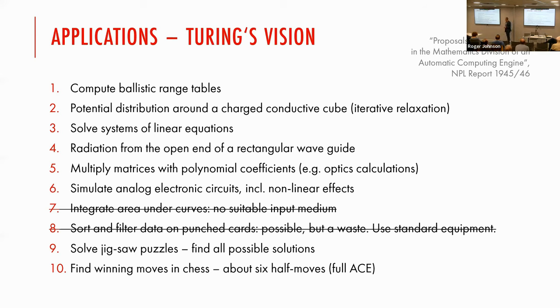Applications where he thought, this is not what we want to do here. One, because we can't do it so well: integrating areas under curves, we lack the input functionality to get that into the machine. And the other one, number 8, because our machine is too good for that. Yes, we do have punch card equipment, commercial punch card devices, which was used for input and output. Let's not use this machine to sort and filter data. There are simpler electromechanical devices which can do that.